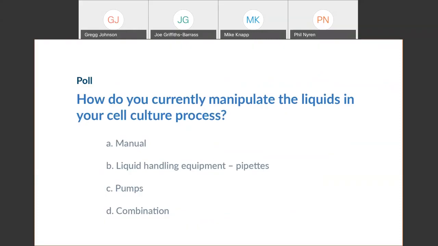Now I'd like to take a moment to expand our conversation to include all of you by asking this poll question. Do you use manual processes like pouring or decanting, or do you use liquid handling equipment, pipettes, to do your fluid handling? Do you use pumps, or do you use a combination of all of these? If you could take about 10 seconds to answer what fits you, we'll report the results so we can see where everybody's coming from.